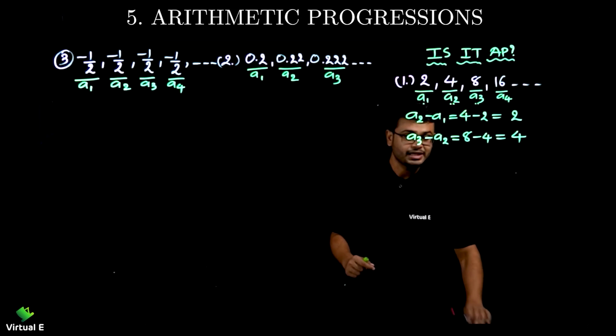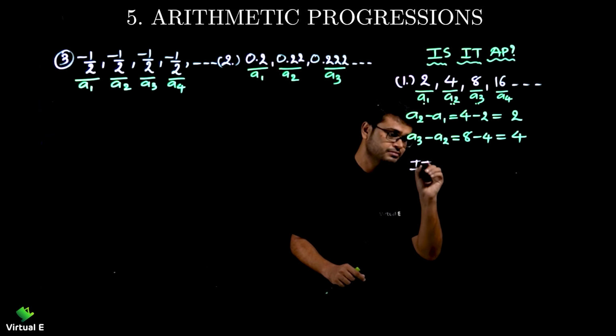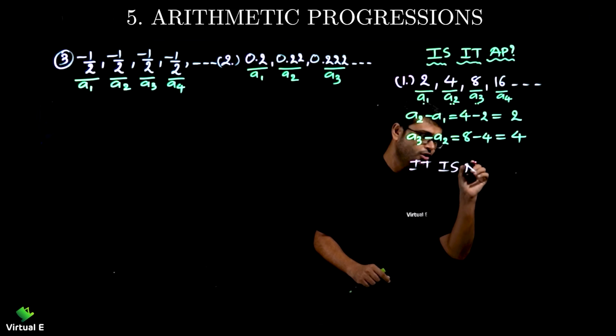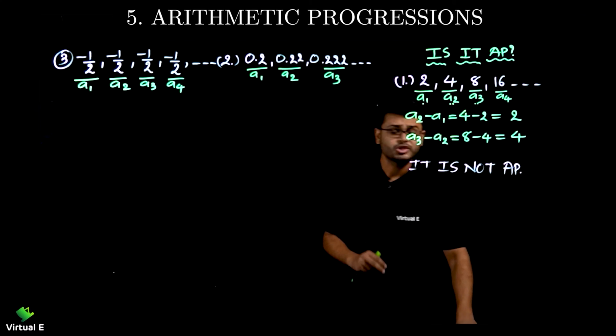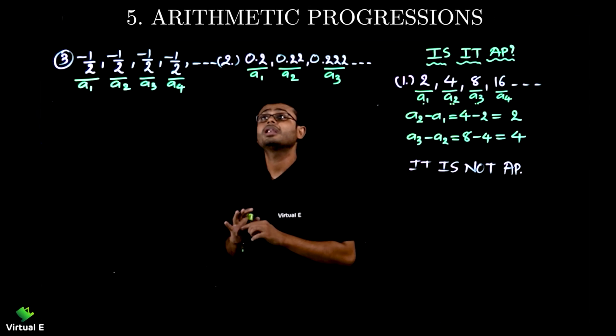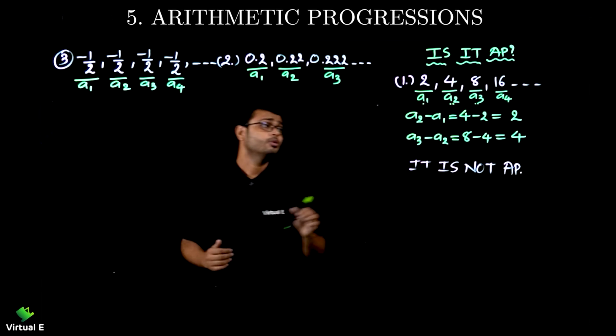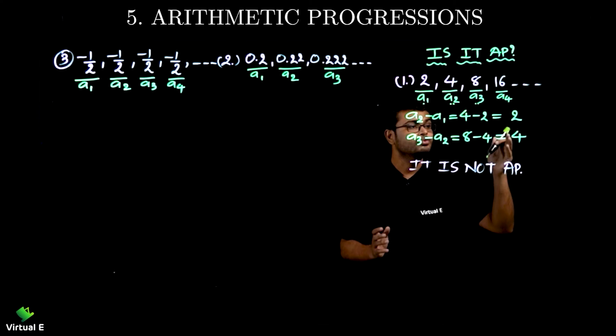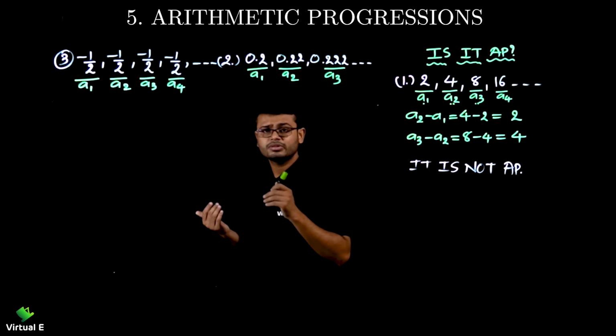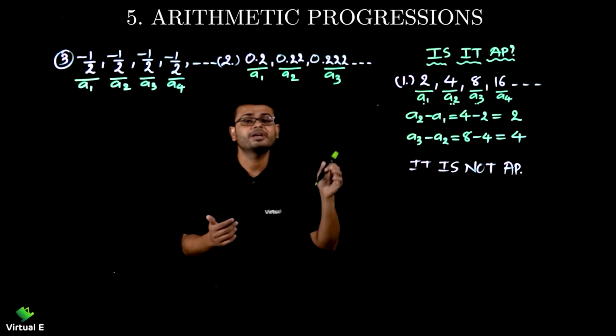So I will be writing that it is not AP. Simple. Done. Let's move to the next question. No need to do even the third difference, 16 minus 8. It doesn't matter, because if 2 are not matching, why bother about the third? We should have all of them equal.